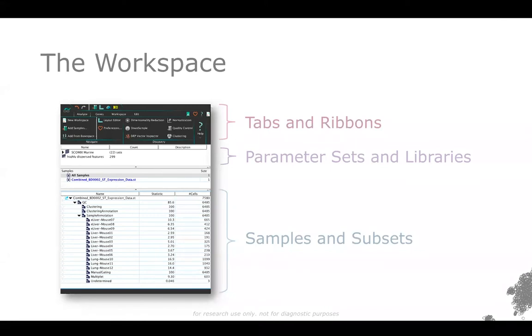And within any one of those tabs, you can access things like new workspace, add samples. You can even add samples directly from BaseSpace if your samples reside in the BaseSpace platform from Illumina. You'll have a layout editor, preferences, all the stuff you would normally expect from a FlowJo analysis. The next panel below that, which is where we used to put the groups panel in FlowJo, is now a parameter sets and libraries area, which is where you can put and organize gene sets and gene set libraries that you might have collected along your trajectory to this analysis.